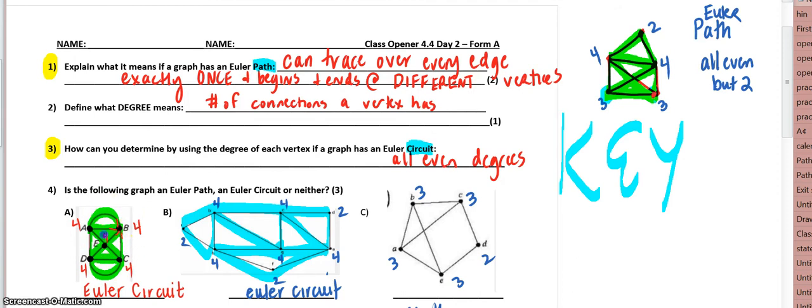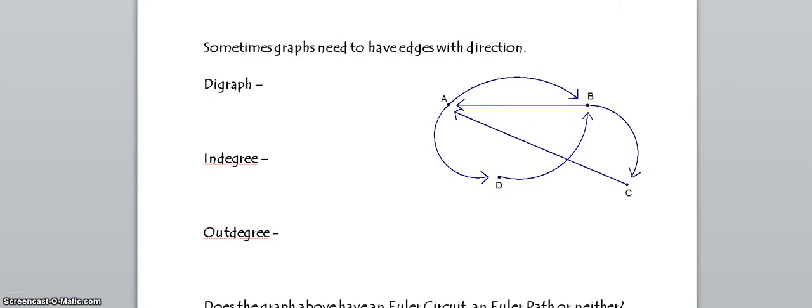So I'm going to erase the writing on this here. I can tell that they're all a degree of 4. So it doesn't matter where I start with an Euler circuit, I could start wherever I want. It will allow me to move around that shape and return to where I started. And if a graph has more than 2 odd vertices, then it is neither an Euler path nor an Euler circuit. The last thing we're going to talk about is a digraph.